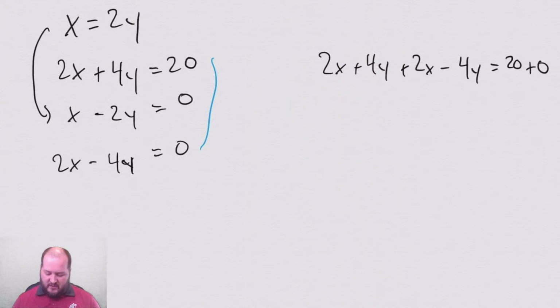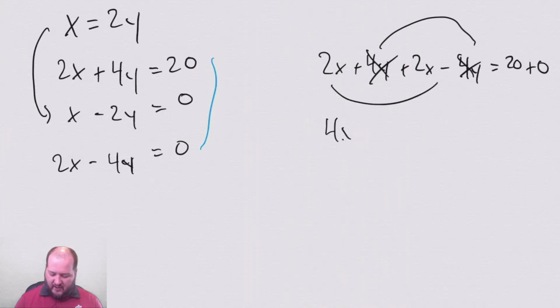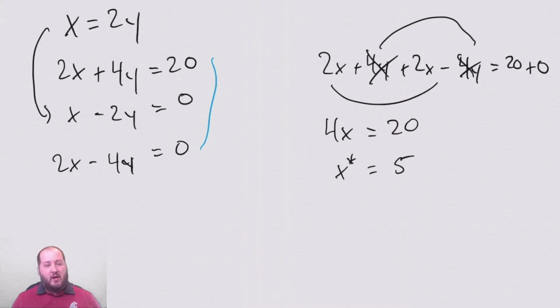Well, look what happens. The 4y and the negative 4y cancel each other out, and this variable gets eliminated. That's why we call it the elimination technique. And I can combine my two x's to get 4x equals 20 plus 0, or 20, or x star equals 5. And just like that, I've solved it. And this is a very powerful technique. It depends on setting up your equations so that when you add them together, you can eliminate one of the variables, and that allows you to solve for the remaining variable.